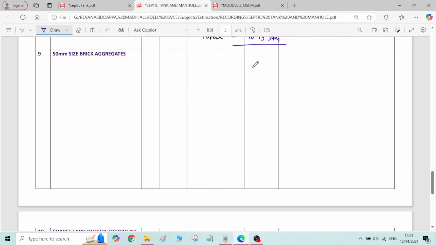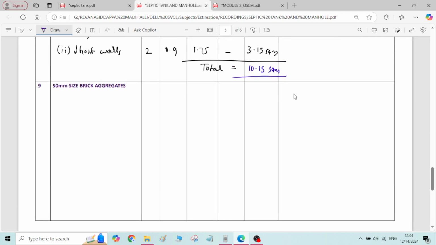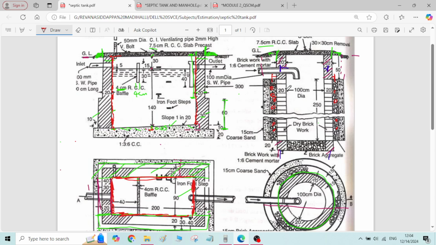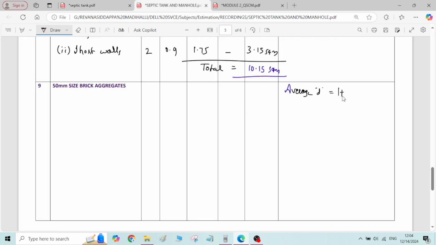Okay. So here, average diameter is equal to 1 plus 0.2 into 2 plus 0.15 divided by 2 plus 0.15 divided by 2. So we will get the average diameter as 1.55 meter. Okay. Number is 1.